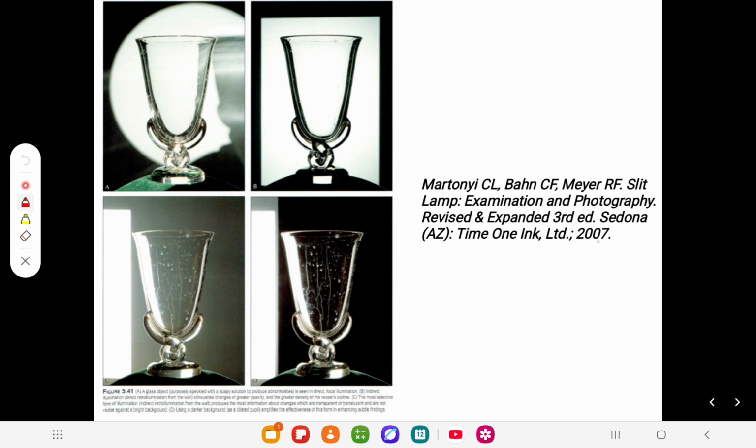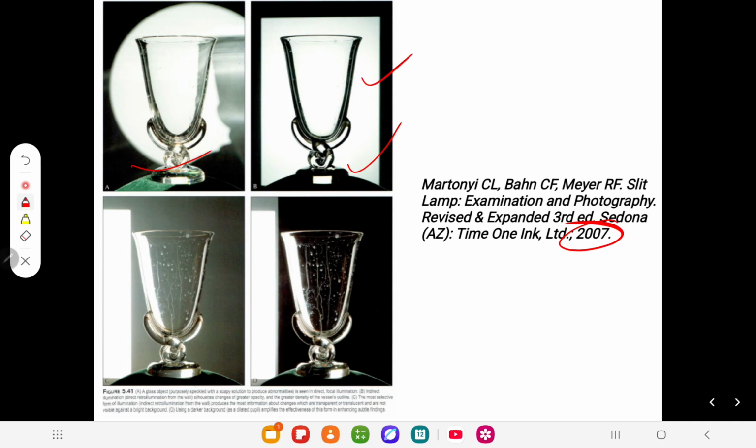That I love again from this. So whenever this A is, just remember this: what does this A mean? It means direct. Whenever you throw the light directly at the glass. Okay, what do you mean by B? B means indirect illumination and indirect retroillumination, but the background is white, background is light, isn't it?